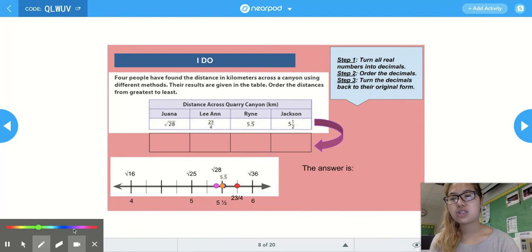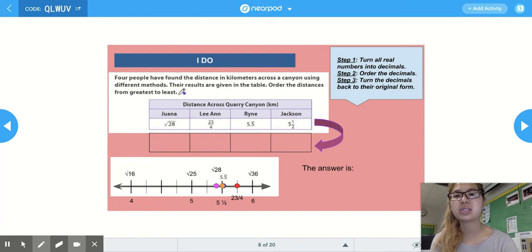For this first I do problem, it reads, 4 people have found the distance in kilometers across a canyon using different methods. The results are given in the table. Order the distances from greatest to least. So we have Juana at square root of 28, Leanne at 23/4, Ryan at 5.5 with the line on top, so that's 5.5555, Jackson at 5.5.